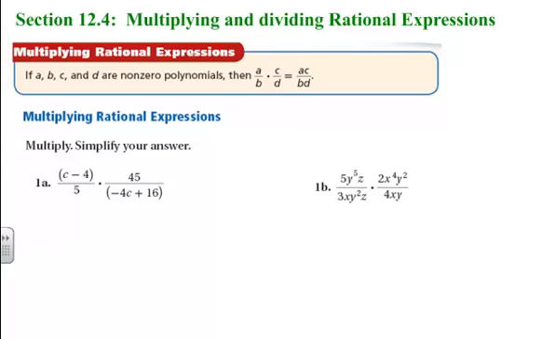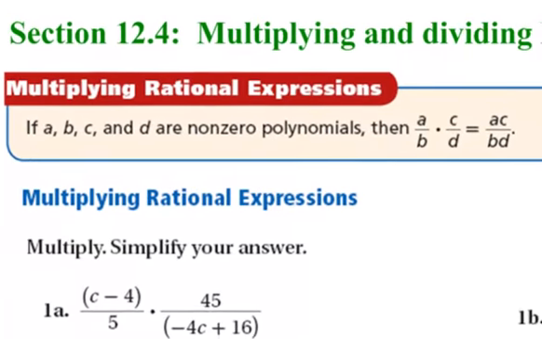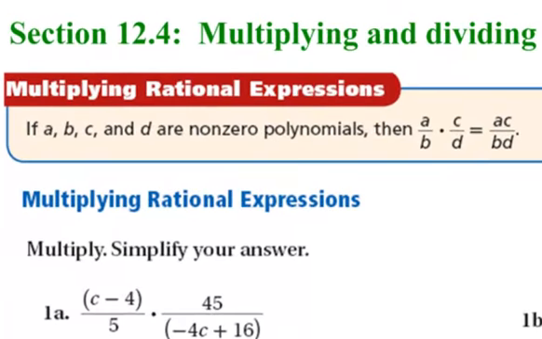In section 12.4, we're going to do some multiplying and dividing rational expressions. Since these are basically fractions, multiplying and dividing is easier than addition and subtraction, which we'll get to in 12.5. But in order to multiply, we need to remember that if you multiply two fractions together, you're really just multiplying everything on the top and everything on the bottom and dividing them.